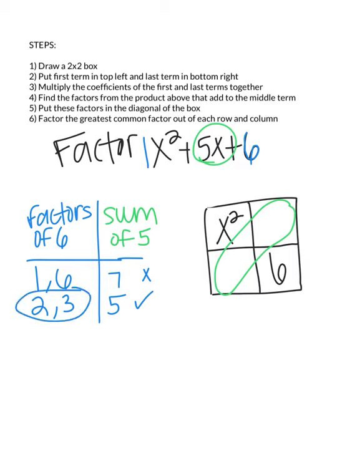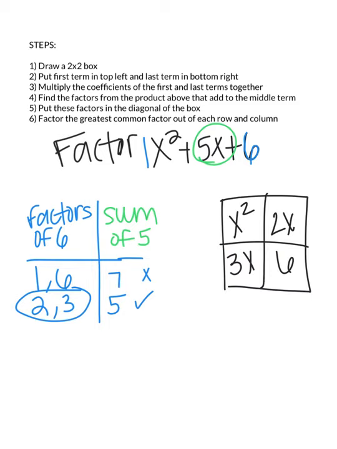So we're going to put those two factors in the diagonal, because I know 2x plus 3x adds up to 5x. Also, when I multiply 2 times 3, it gives me 6. I know this probably looks really confusing, but the more you do it, the easier this will become, and it'll just become like second nature. So let's go ahead and erase some of this right here, and then we'll redraw this box and start factoring it out.